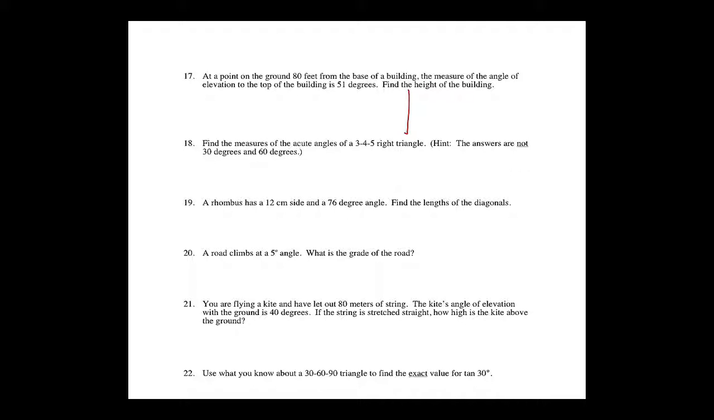So there's a building, I want the height, and it says the angle of elevation to the top. So if someone's standing over here looking at the top, that angle of elevation is 51 degrees. And it says at a point 80 feet from the base. So 80 feet from the base to the point on the ground. So that's 80 feet. So if you look at that picture, that's what we're going to try and solve.